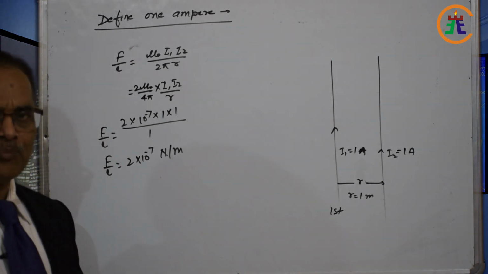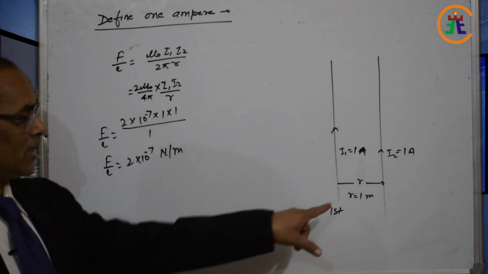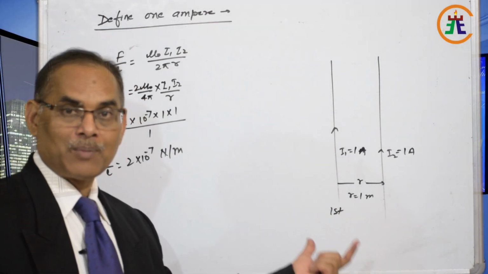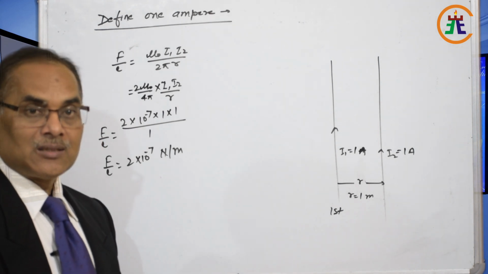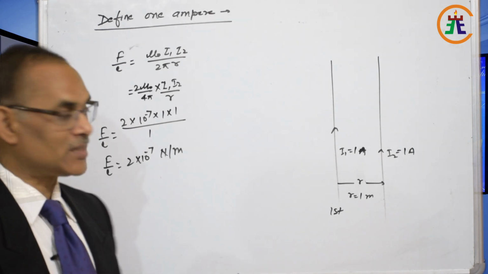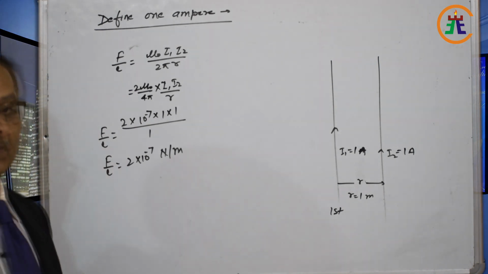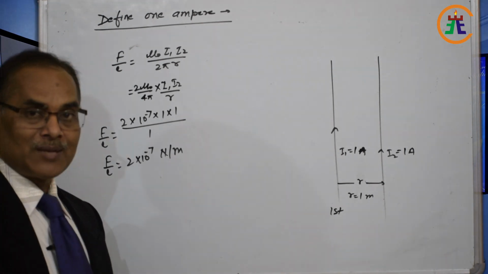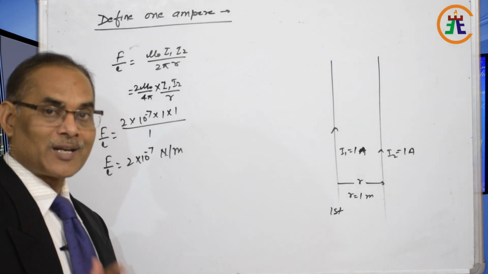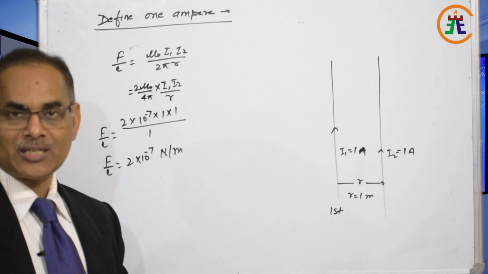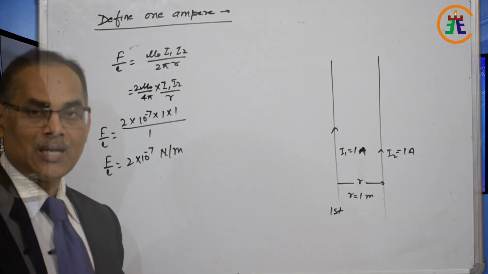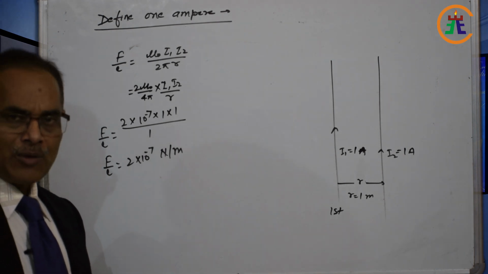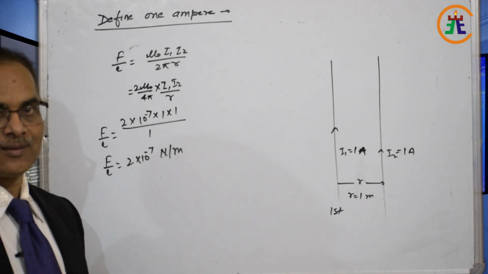How can we define the 1 ampere? 1 ampere is that amount of current passing through two conductors that are parallel to each other and separated by 1 meter, which experience either a force of attraction or repulsion equal to 2 into 10 to the power minus 7 Newton per meter. The 1 ampere is that amount of current which produces a force of attraction or repulsion between two parallel straight conductors separated by 1 meter equal to 2 into 10 to the power minus 7 Newton per meter. In this way, we can define the 1 ampere current. Thank you.